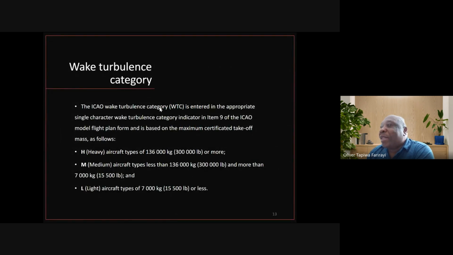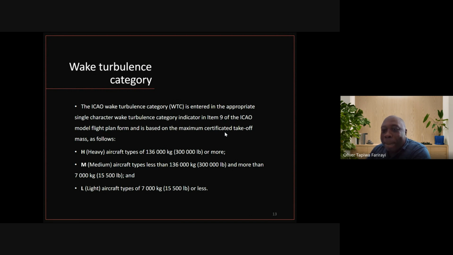The ICAO wake turbulence category is entered in the appropriate single character wake turbulence category indicator, item 9 of the flight plan form. It is based on the maximum certified takeoff mass. What do we use? We use the MCTOM, maximum certified takeoff mass. I think it's the MTOM rather than the MCTOM.